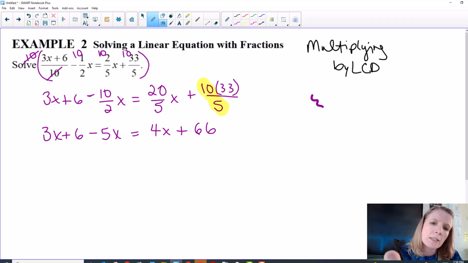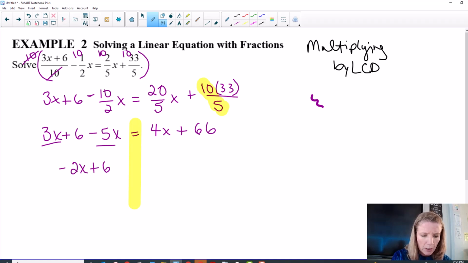And then I'm going to do what I did on the other one. I'm going to combine my like terms on each side first. So on the left side, I have 3x and negative 5x, which makes negative 2x, plus 6 equals 4x plus 66. Then I'm going to get all my x's on one side.